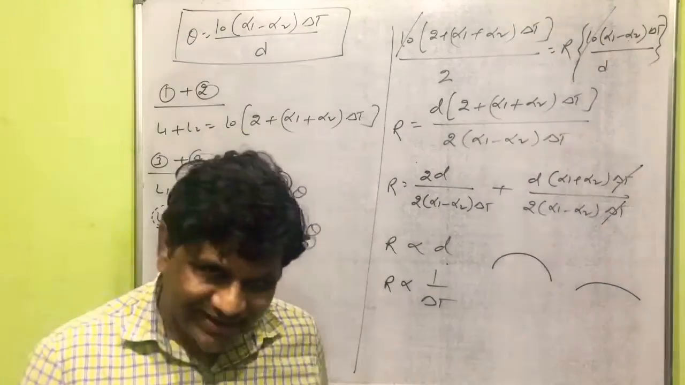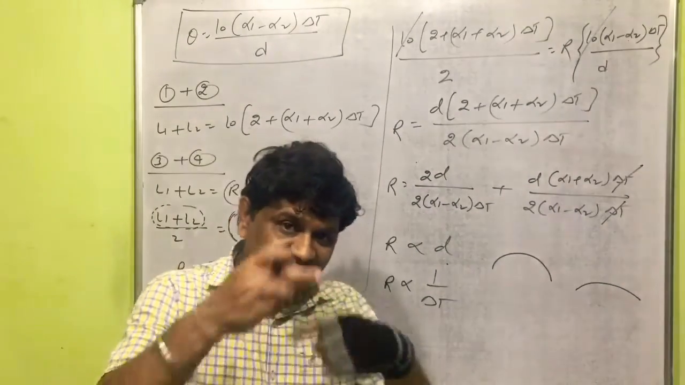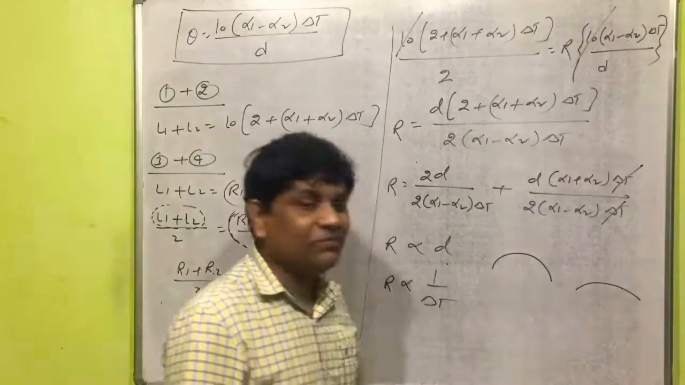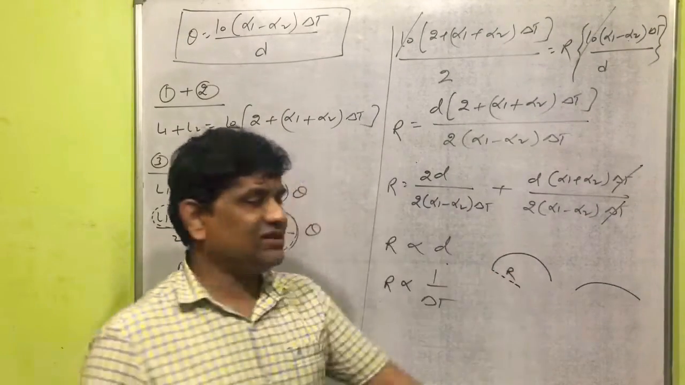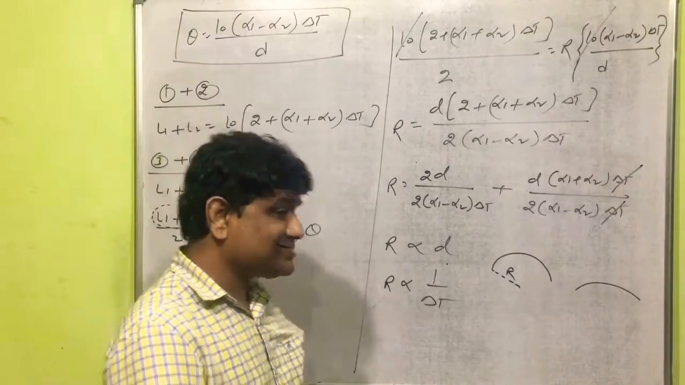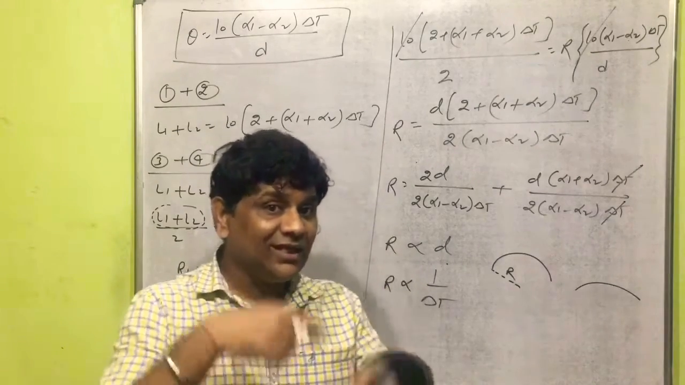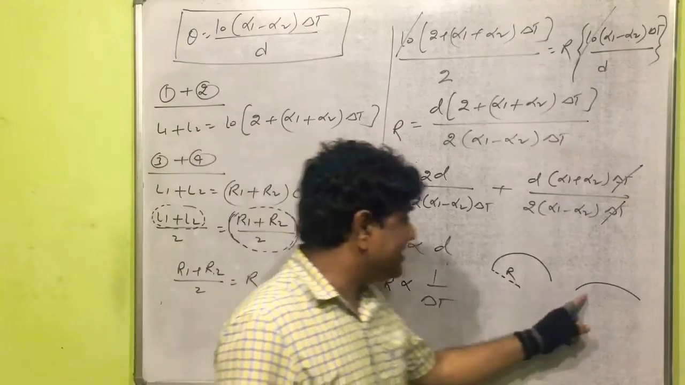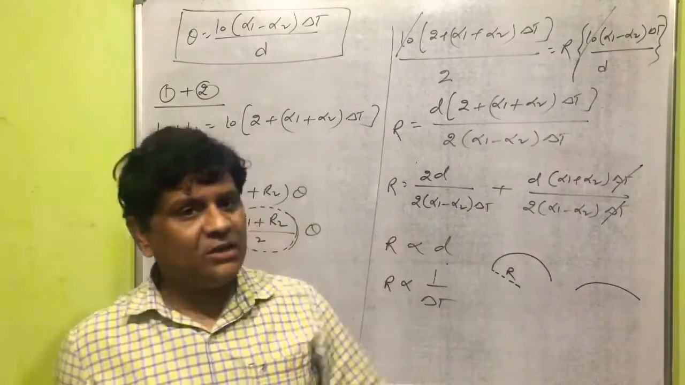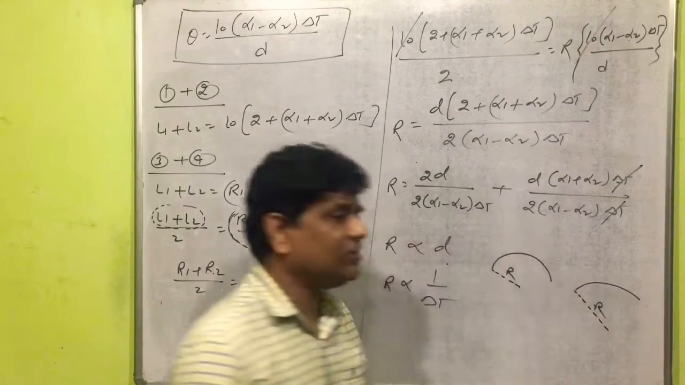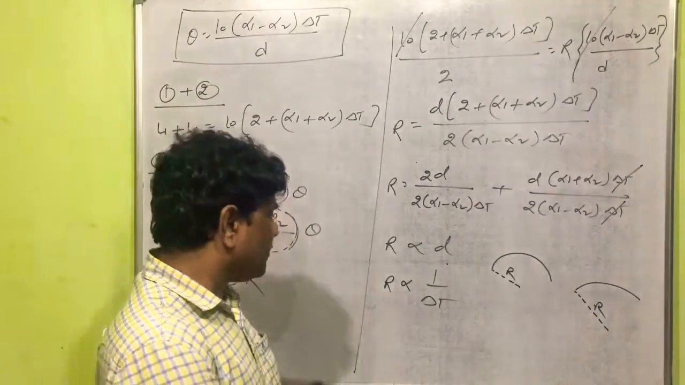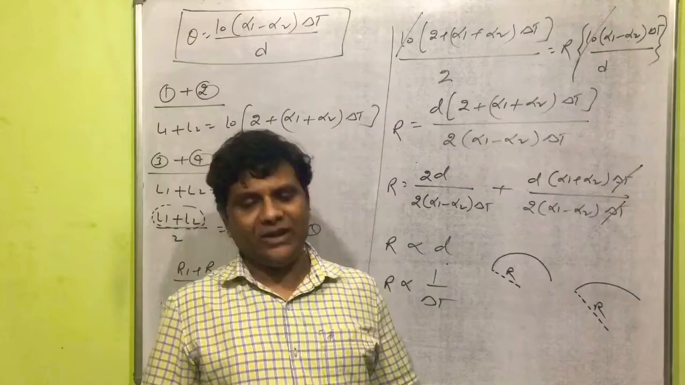We have taken two diagrams on the board here. More will be the change in temperature, more will be the bending, less will be the mean radius. Less change in temperature, less will be the bending. Less bending means more will be the mean radius. So R is inversely proportional to delta T.